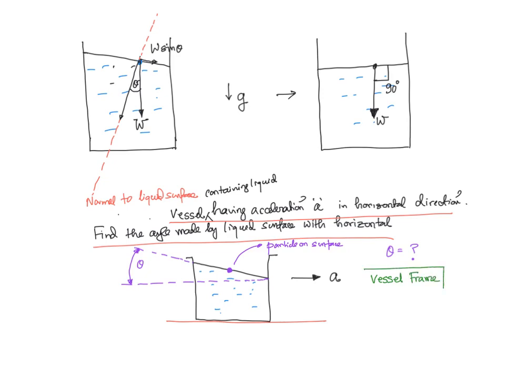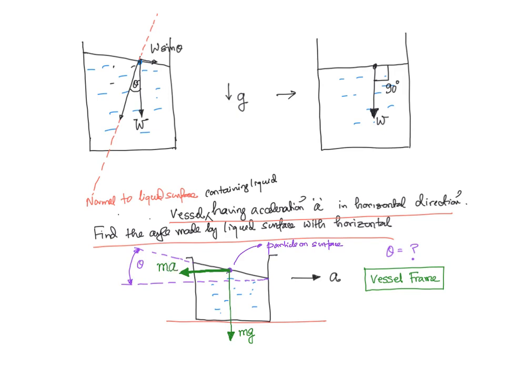From the vessel frame, the forces on this particle, suppose the mass is m: there is weight mg, and as it is an accelerating frame, there will be a pseudo force towards the left. As the acceleration is towards the right, the pseudo force is towards the left, that is ma.